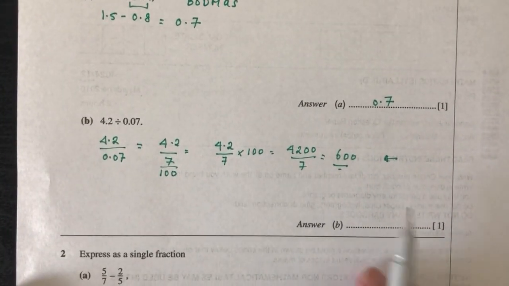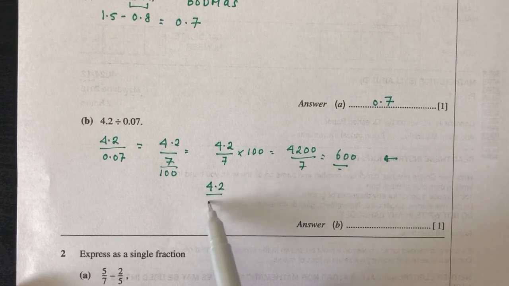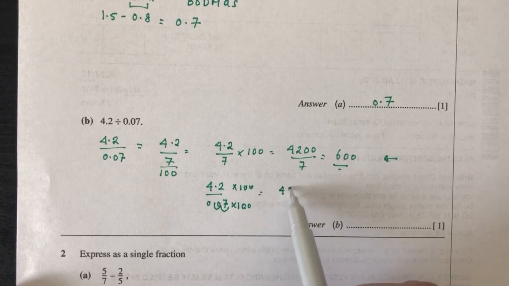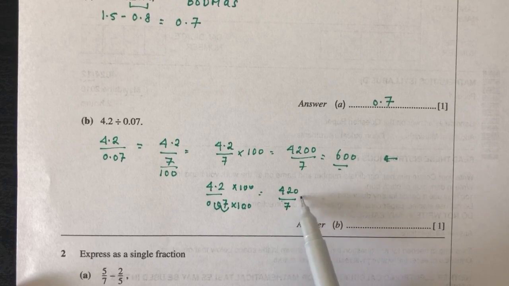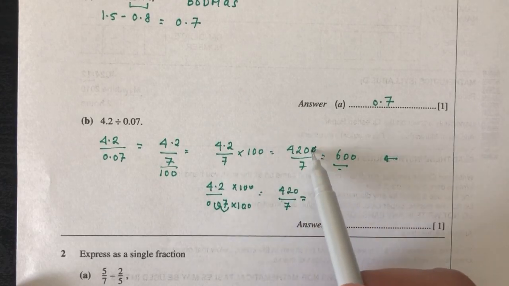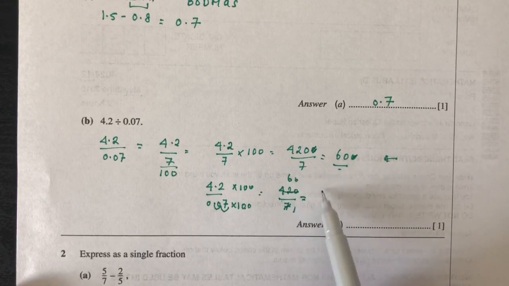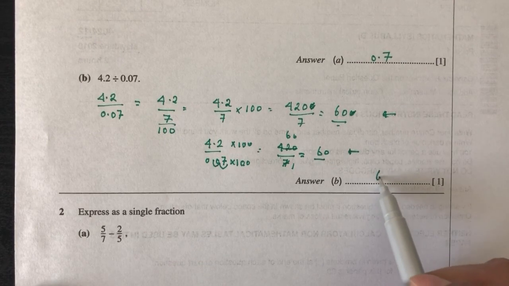And another method you can use would be much simpler here. You can just write that and 0.07. So here you see you have to multiply by 100 to get 7. So you multiply down and up by 100. Here you get 420 divided by 7. Oh, made a mistake here. It will be 60. So your answer will be 60. So part B will be 60.